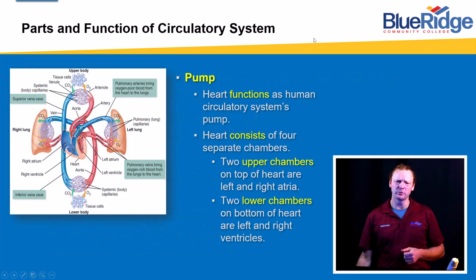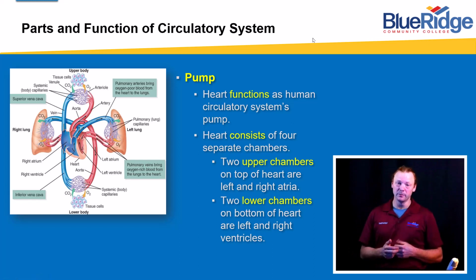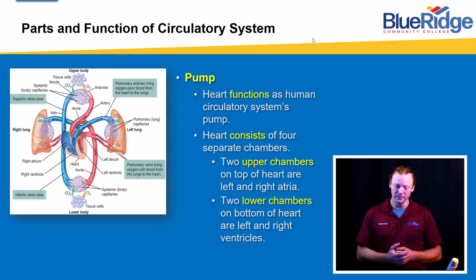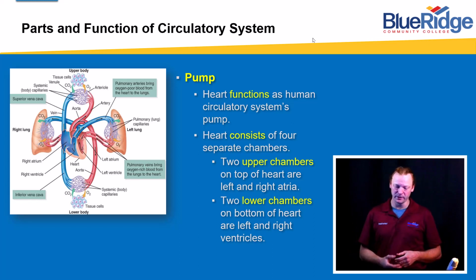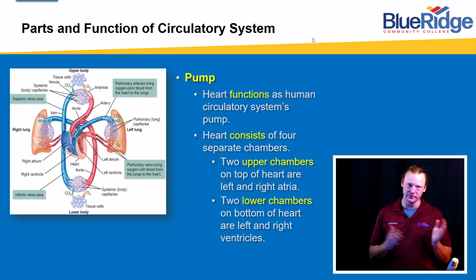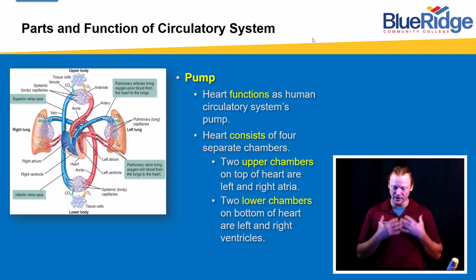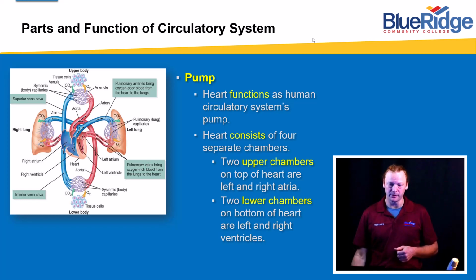So just to review parts and functions of the circulatory system, the pump, otherwise known as the heart, functions as the human circulatory system pump. This is what actually makes our blood go round and round throughout our body. The heart consists of 4 separate chambers. We have our 2 ventricles and our 2 atria, left and right. The 2 upper atrial chambers are on the top of the heart. The 2 lower, the ventricles, are on the bottom of the heart.